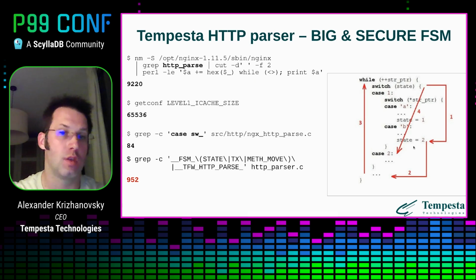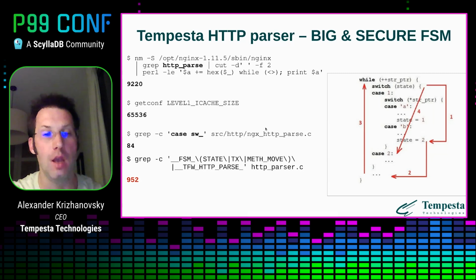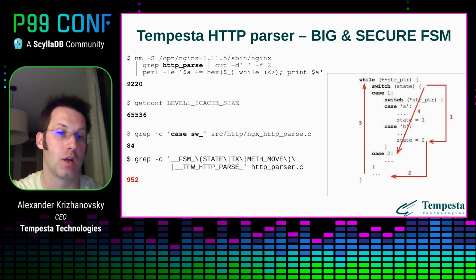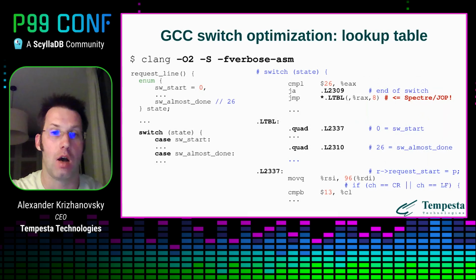In Tempest, we have a magnitude larger state machine than in Nginx. The reason for this is that Tempest applies a lot of security checks to stop web attacks on the HTTP level. And basically, even a small HTTP parser state machine is comparable in size with the first level of instruction CPU cache. To optimize switch statements, compilers provide several optimizations.